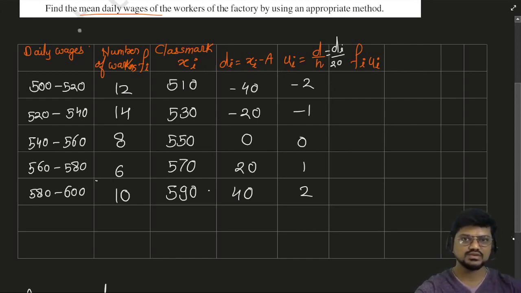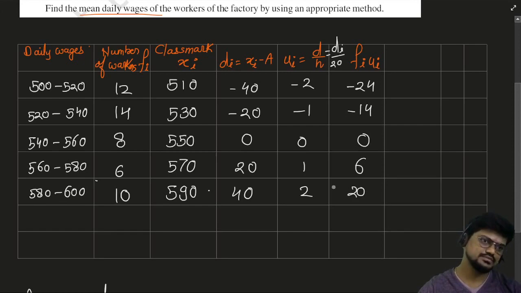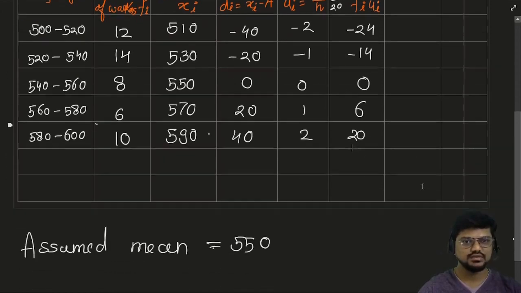So 12 into minus 2 gives you minus 24. 14 into minus 1 gives you minus 14. 8 into 0 gives you 0. 6 into 1 gives you 6. 10 into 2 gives you 20. It was very easy to multiply, got it? Using the step deviation method, now you have the values of fi ui.